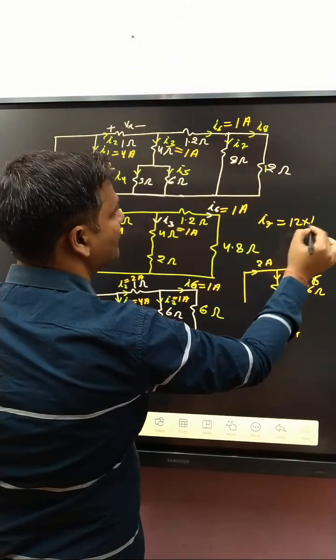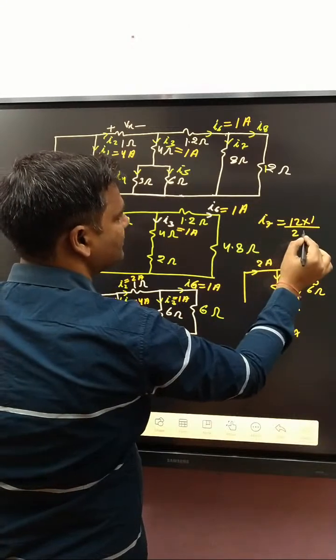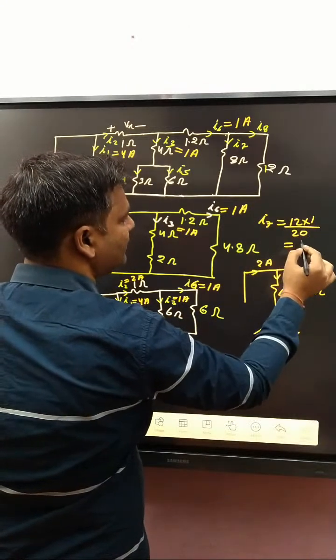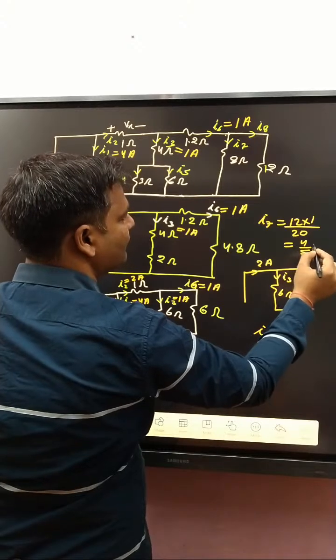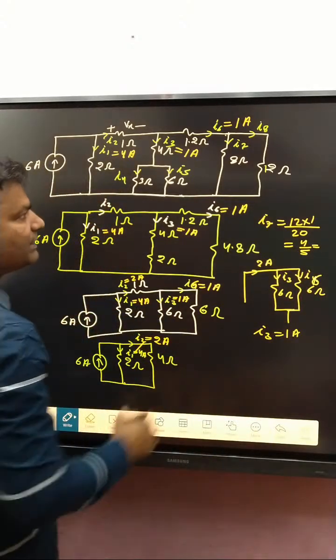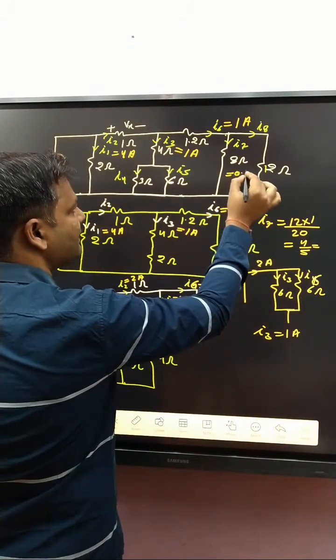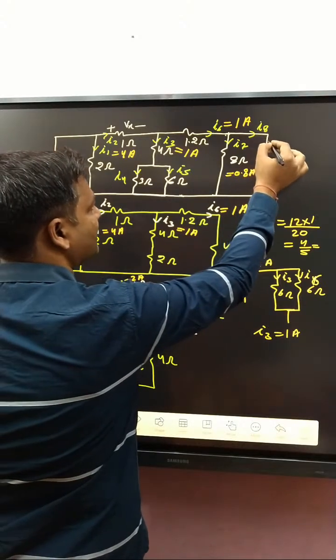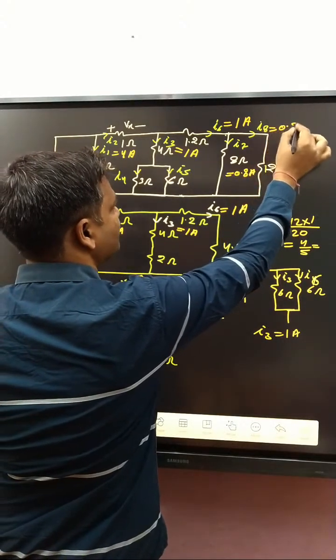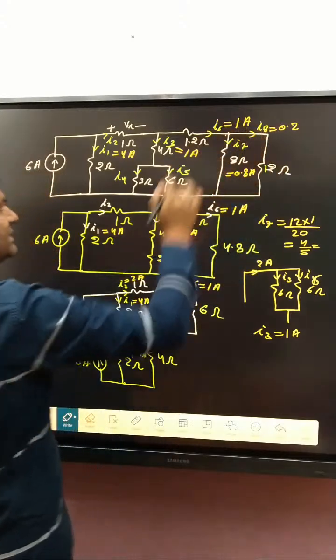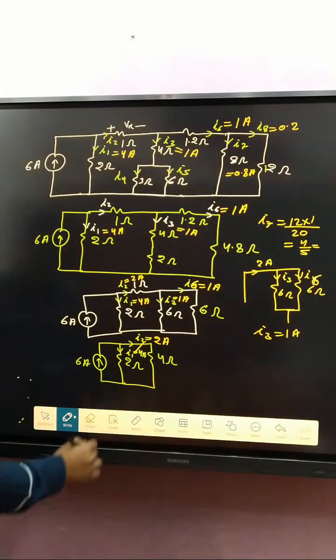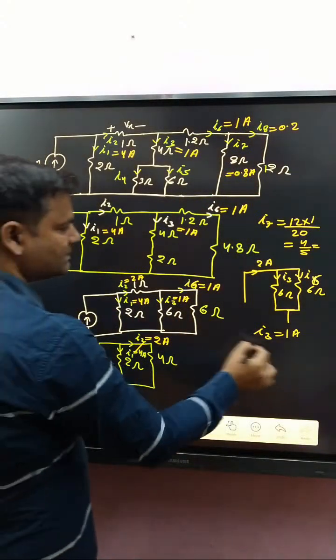12 into 1 divided by 20, so we get 4 by 5. 4 by 5 means that is 0.8. So here 0.8 ampere. So what about the current in this one? 0.2, because 0.8 plus 0.2 is 1 ampere. Okay.